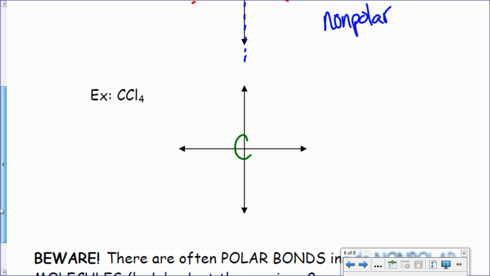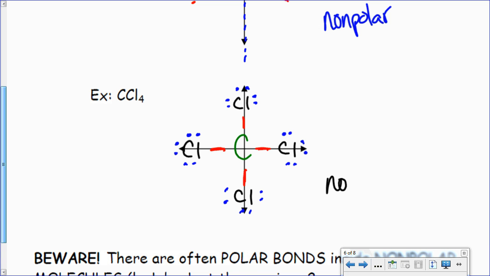We'll put the chlorines around the outsides. We'll put in our covalent bonds, showing the shared pair of electrons between those nonmetals. And we'll fill up all the lone pairs of electrons on chlorine. There's a lot of them this time around because there's lots of chlorines. Then we have to see if it passes the mirror test. All right, do we pass the mirror test? That looks very symmetrical to me, so I am going to call that non-polar.